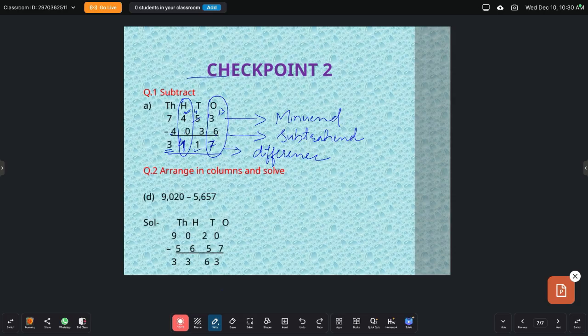Now, we will move to the next question. It's question number 2, arrange in columns and solve. So part D, we will do it. In part D, we have the numbers 9,020 and 5,657. What we have to do is arrange these numbers first in columns and then solve them. Then we have to find the difference.